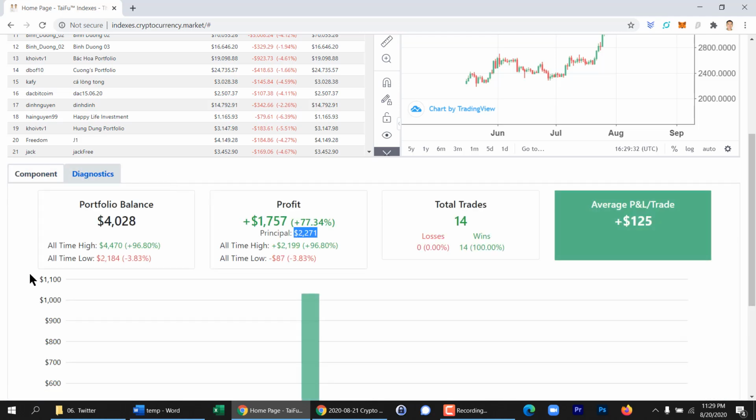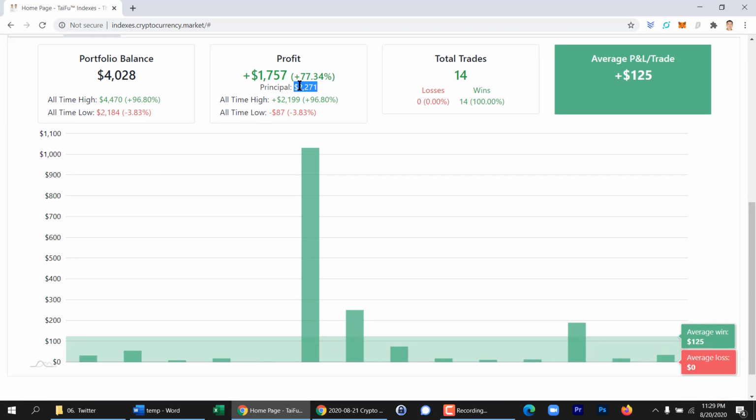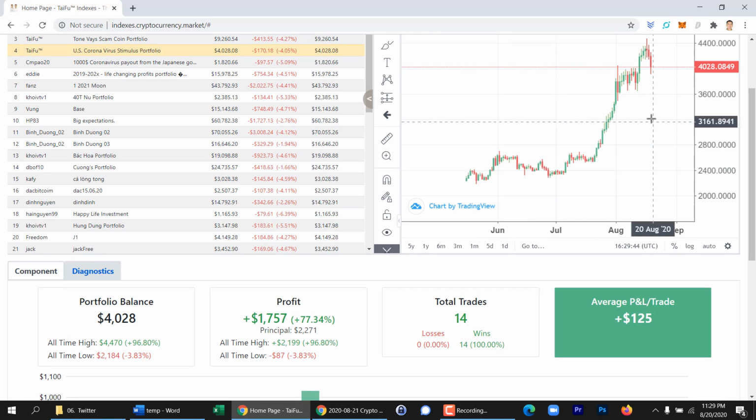When we go back to the Diagnostics tab here, we can see that that's the principal. So far the profit is 1757 as of August 19th. So there's a 77% gain. That's not too bad, guys.